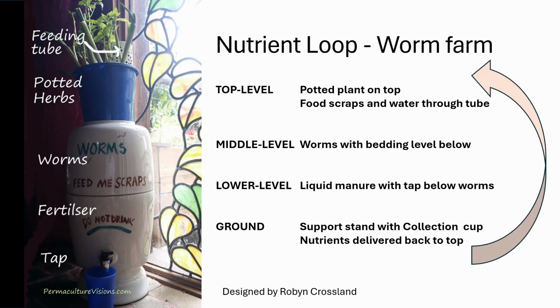Now on the middle level, you've got worms with bedding and a filter. You could use fly wire again, or you can use hair or fur that you've brushed out of a dog. And then on the next level down, you can put weeds, and that becomes liquid manure, fertilizer. And then at the bottom, there's a tap with a little cup, and you just get a little bit of this fertilizer and put it back into the top level as required. It's an amazing system designed by one of our students, Robin Crosland.